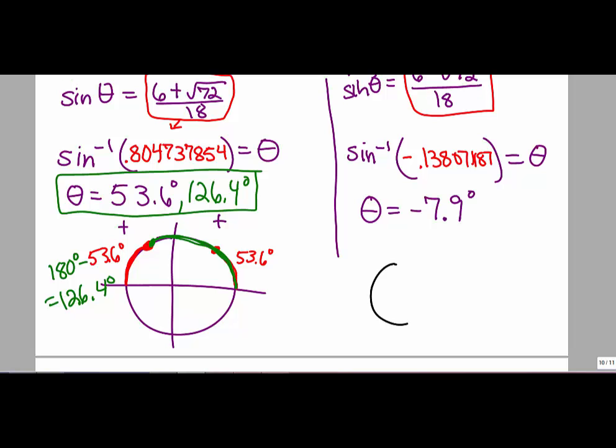So let's look at our unit circle here. If our calculator gives us negative 7.9 degrees and we want a positive coterminal angle to that, so we want that angle in quadrant 4 but we want to think of it as a positive angle, well, we're going to add 360 degrees to that angle. And so what we actually get is a positive coterminal angle, 352 point, I get 0.1 degrees. So there's one of our solutions in quadrant 4.